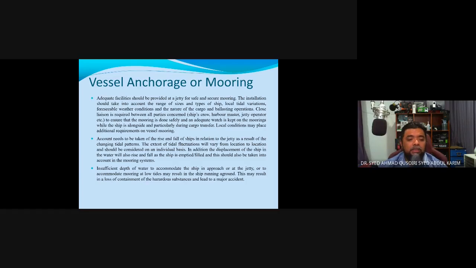Account needs to be taken of the rise and fall of the ship related to the jetty as a result of the changing tidal pattern. If the jetty itself is not the floating type, I mean, it's built straight from the riverbed or the seabed, then obviously, when there is a tidal movement, the jetty will not follow that tidal movement, and this will result in the ships being slightly higher or lower than the jetty. So this is something that needs to be taken into consideration when they are loading or unloading their cargoes.